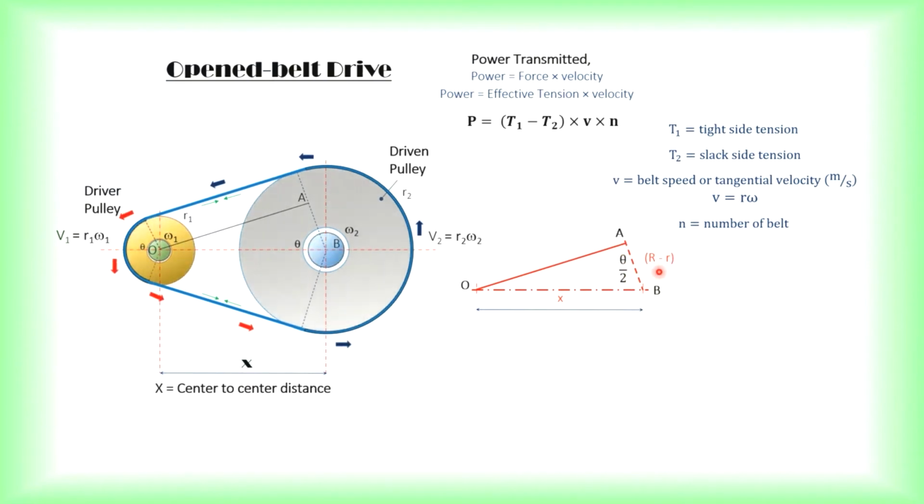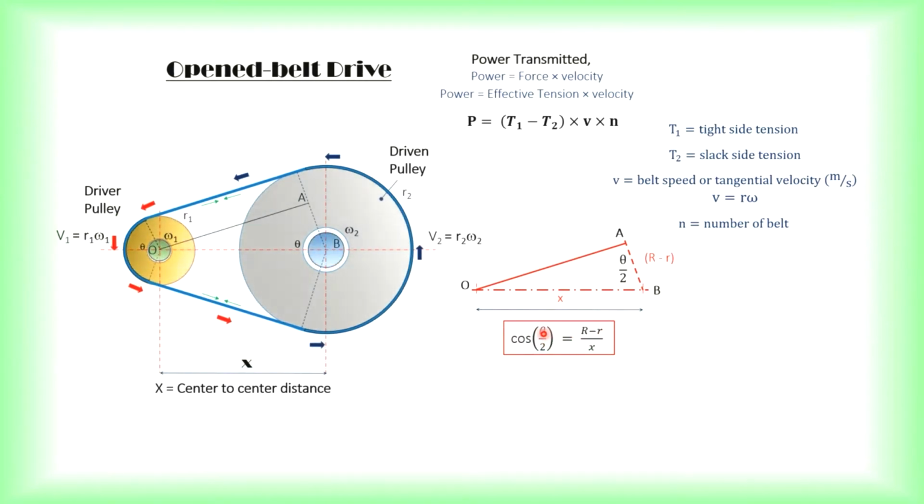So based on this, we call this the adjacent side, and this should be the hypotenuse, which is opposite to the 90 degree. Adjacent and hypotenuse, you should have cos of this angle. So cos theta over 2 should be equal to adjacent divided by hypotenuse. If you want to find theta, that is the angle of lap or wrap, then you have 2 times cos inverse of this. You will be able to find out the angle of lap or wrap for an open belt drive.